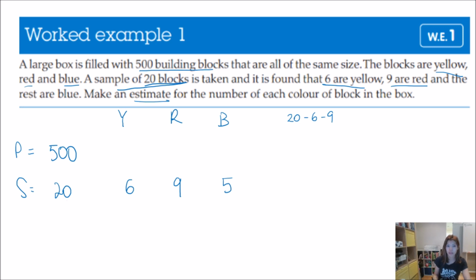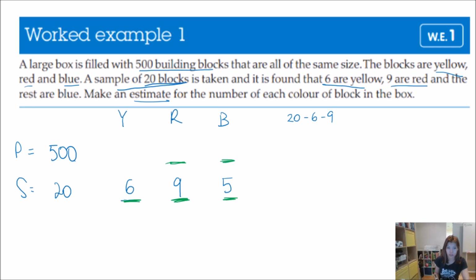Make an estimate for the number of each color of block in the box. So now that we have the ratio, we can figure out how many are in the real population by giving a good estimate. So we can do this by looking at the fraction or the ratio. So out of the 20, if we want to look at the 500, we have to take the proportion and multiply it appropriately. So if there are more red, then we're going to expect to have more red in the 500. And if there's the least blue, we're going to expect to have the least blue in the 500.